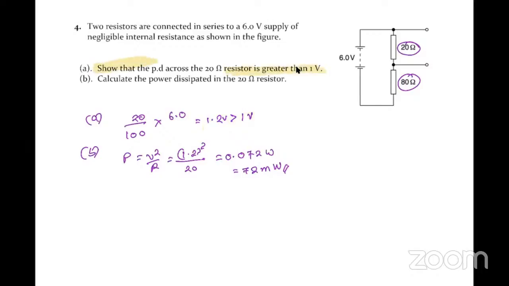Am I clear? Is the potential divider making things easier or making things difficult? Easy. No, you don't have to find currents.